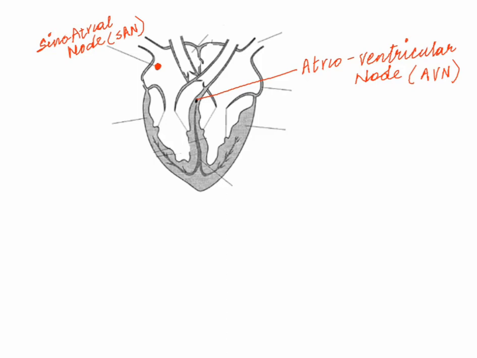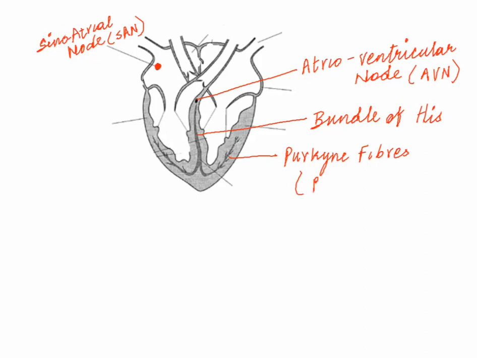Clear? And then this bundle of fibers here is called the bundle of His, and these branches here which enter the ventricles from the apex are called the Purkinje fibers, which are usually spelled Purkinje, for the person's name. Is it clear? So these are some of the structures which you need to know.